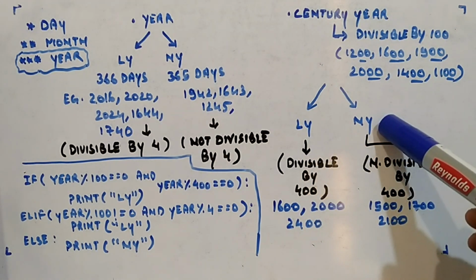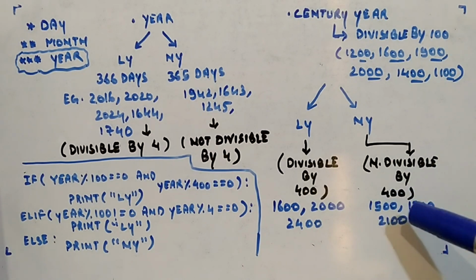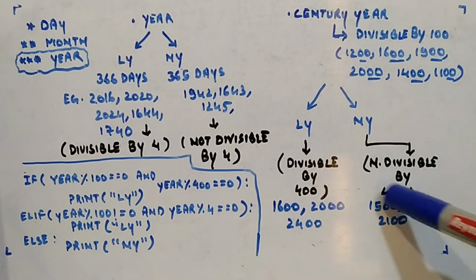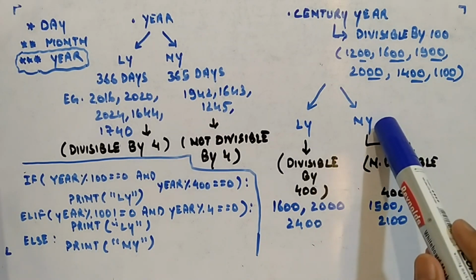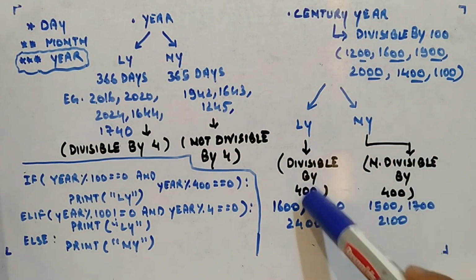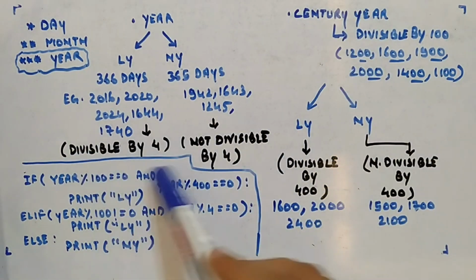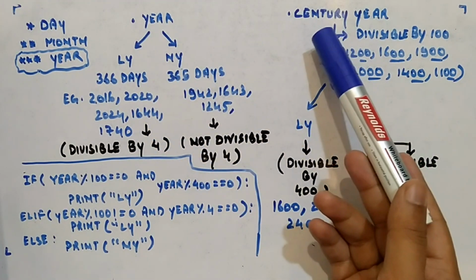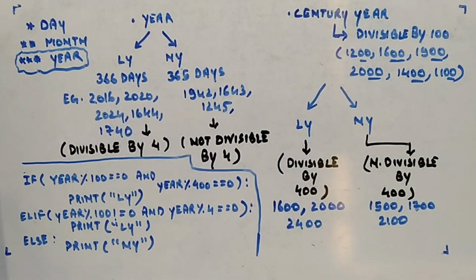Similarly, for normal years, they should not be divisible by 400. For example, you can see 1500, 1700, 2100. They are not divisible by 400, but they are century years. They are divisible by 100, but not divisible by 400. Hence they are called normal years, and these are called leap years. This is for century years. This concept is for normal years, apart from the years which are century years. You can see none of them are century years here.